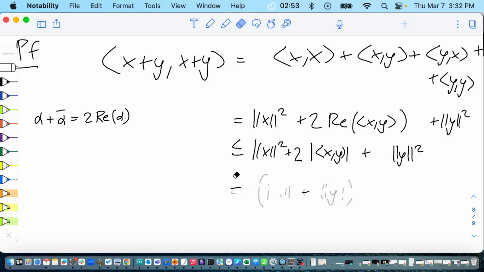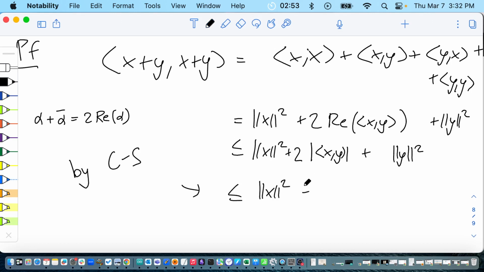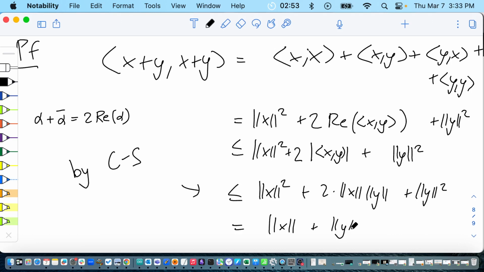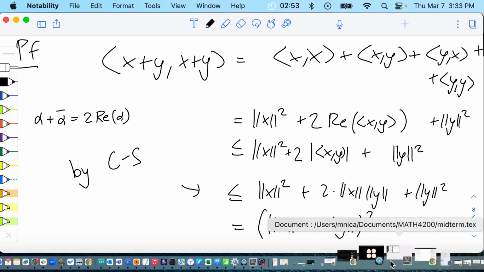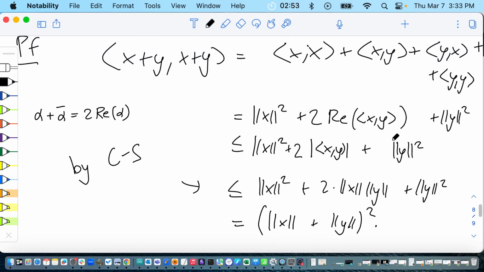Okay, I have to do Cauchy-Schwarz first. By Cauchy-Schwarz, which people often call by CS, x squared plus 2 times the norm of x times the norm of y plus y squared. And now, this is something you should recognize. Square the first term, square the last, double the product. This is equal to the norm of x plus the norm of y, squared. Okay. So there you go. That's the proof of the triangle inequality because of Cauchy-Schwarz. So Cauchy-Schwarz is like a stronger version of the triangle inequality.